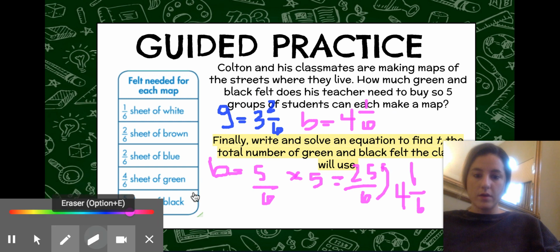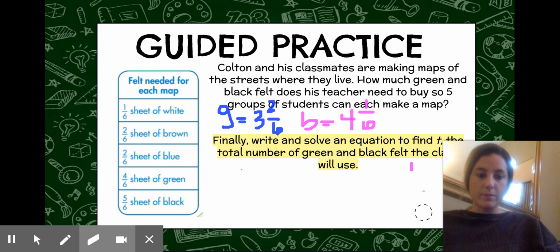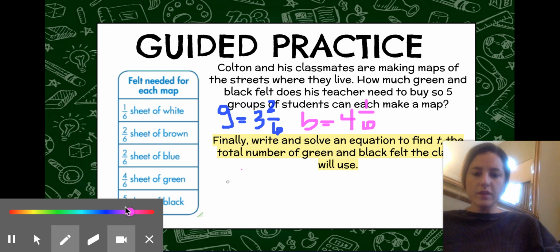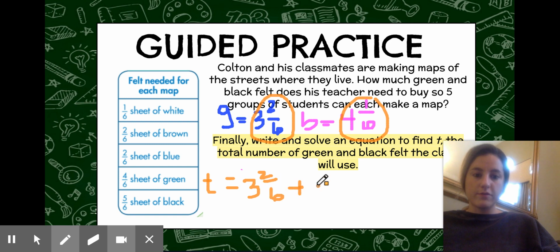Let me erase the bottom for my last step. I'm using the same information but solving slowly. So I found G, I found B. Now what do I need to do? Finally, write and solve an equation to find T, the total number of green and black felt the class will use. Okay, so now I already multiplied, so now I have to add up my green and black felt. So T equals 3 and 2/6, which is green, plus 4 and 1/6, which is black.